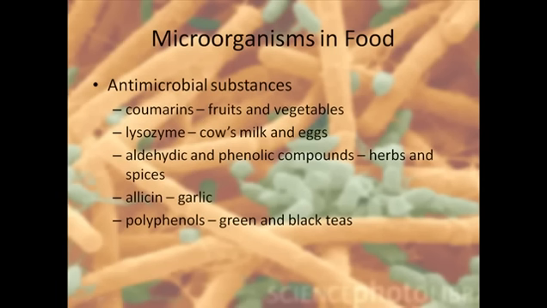And we have antimicrobial substances, for example. Normally in some fruits and foods we can find antimicrobial substances that prevent their tissues from being damaged. Most fruits and vegetables contain a natural antimicrobial called coumarins. And we have lysozymes. We have heard this name many times. Lysozyme can be found in cow's milk and eggs too, but it is found most abundantly in cow's milk.